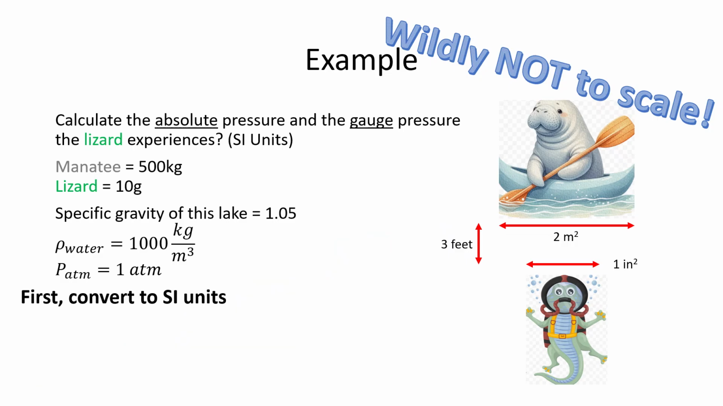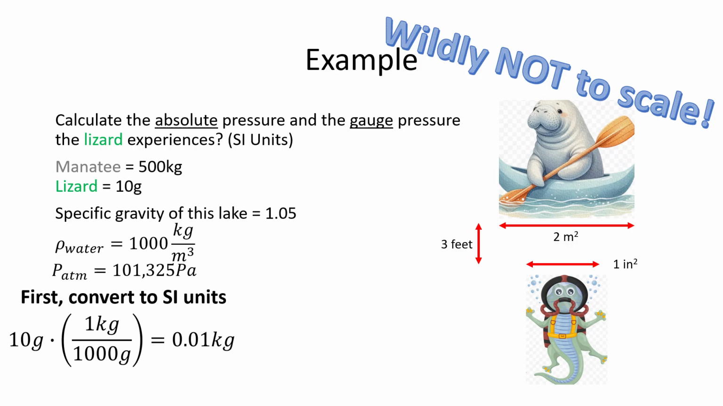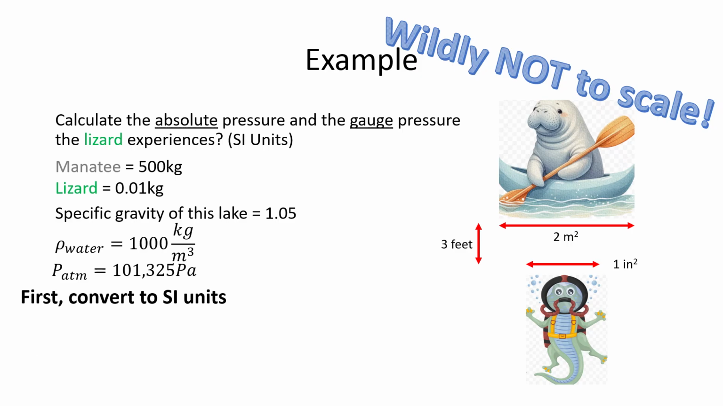Okay, so let's convert to SI units. It is given that 1 atm is 101,325 Pascal. That's the SI unit for pressure. So let me replace this 1 atm unit with 101,325, and here it is. The mass of the lizard and the mass of the manatee are not in the same unit. The SI unit for mass is kilograms. So let's convert grams of lizard to kilograms of lizard. So we do thusly. Now they're both in SI.